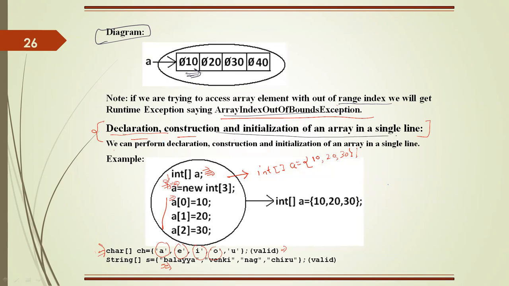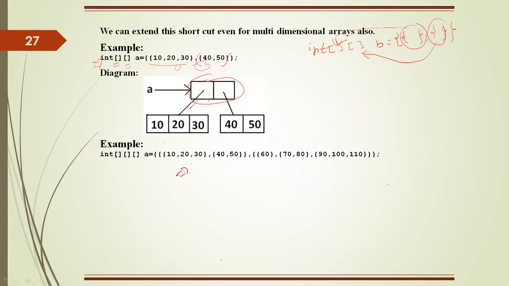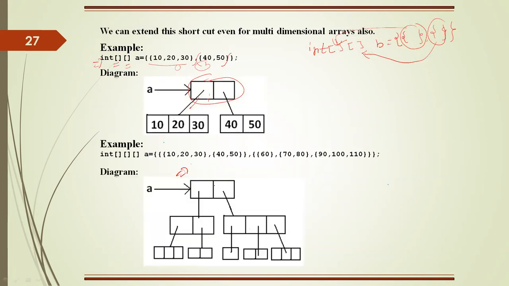This is important. How to declare? Like that we declared a single-dimensional array. If it is two-dimensional, put these separated with commas. Three-dimensional, put it like that. Valid. Like that we have three-dimensional.